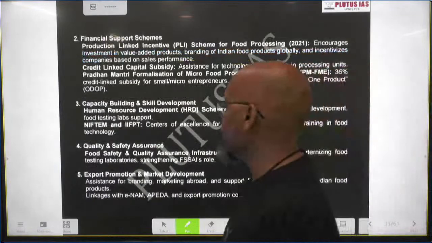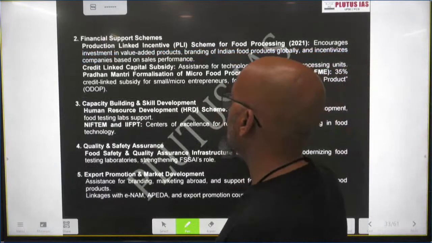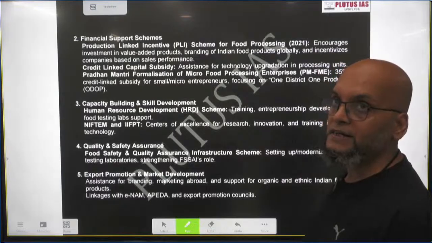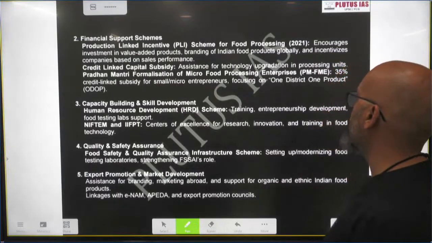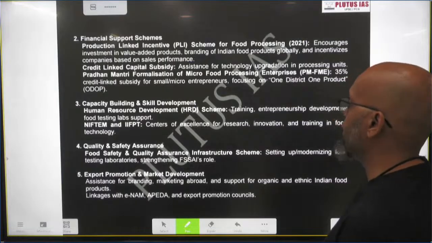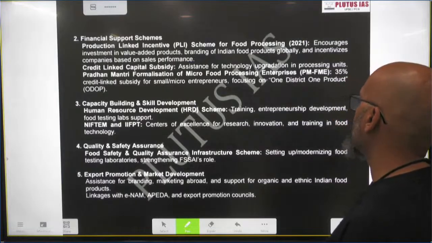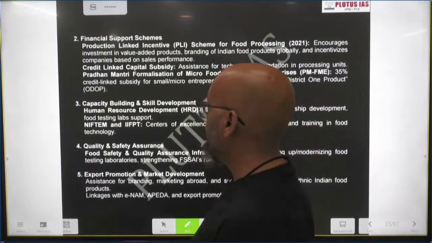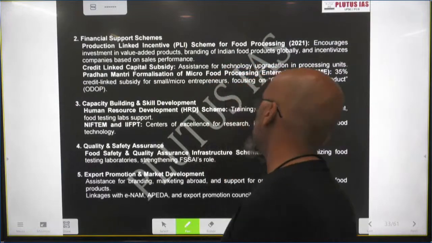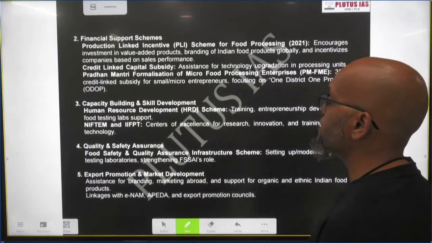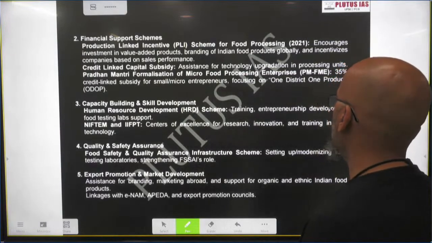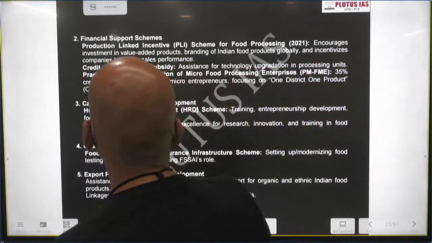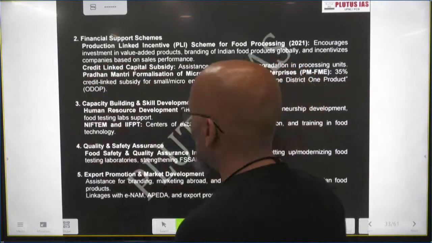Okay. Then the financial support schemes launched by the government. Production linked incentives: if you are going to do food processing, the government is going to give you incentives. The Scheme for Food Processing 2021 encourages investment in value-added products, branding of Indian food products globally, and incentivizes companies based on sales performance. Credit-linked capital subsidy: assistance for technology upgradation in processing units. Pradhan Mantri Formalization of Micro Food Processing Enterprises, PMFME: 35% credit-linked subsidy for small and micro entrepreneurs, focusing on One District One Product.